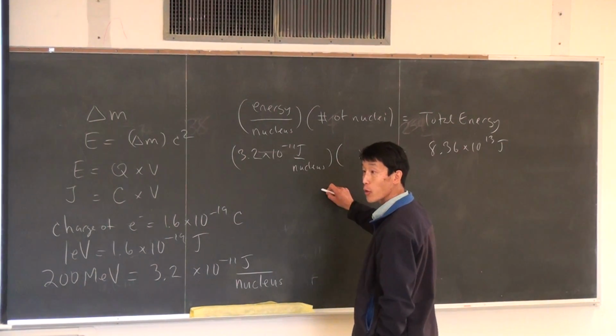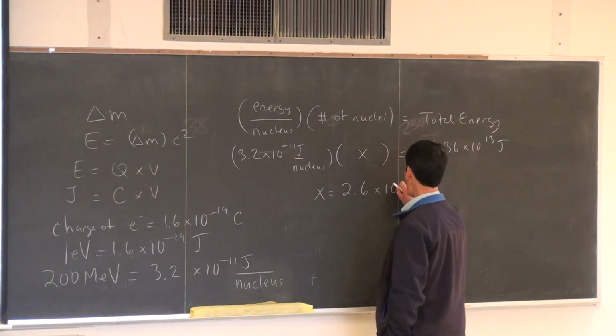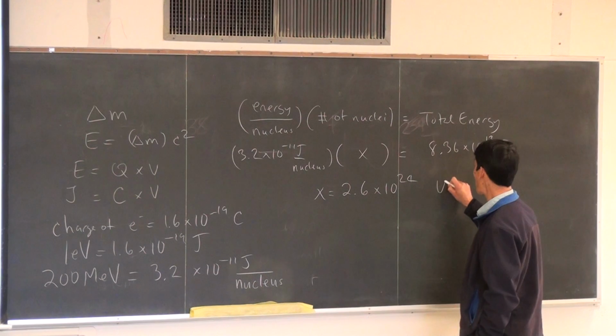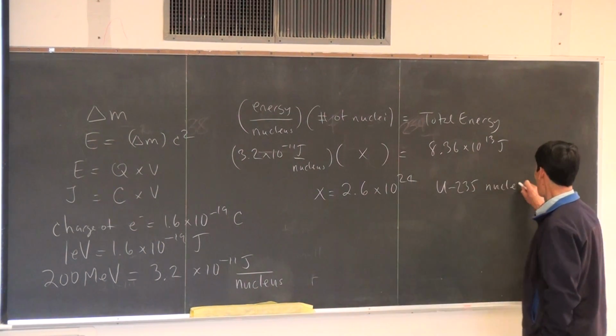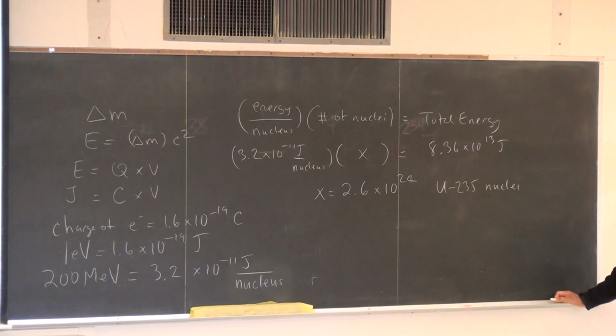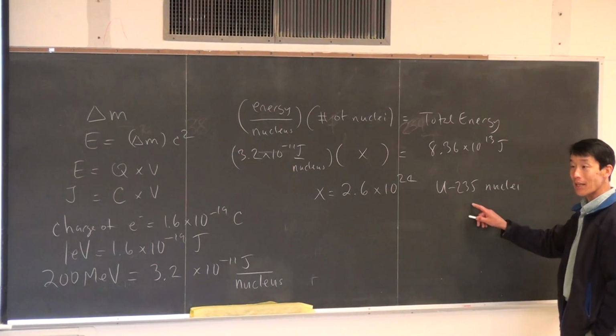So we calculate x is equal to 2.6 times 10 to the 24th U-235 nuclei. So what is the mass of 2.6 times 10 to the 24th U-235 nuclei going to be? Let's convert this to mass. And how do we do that?